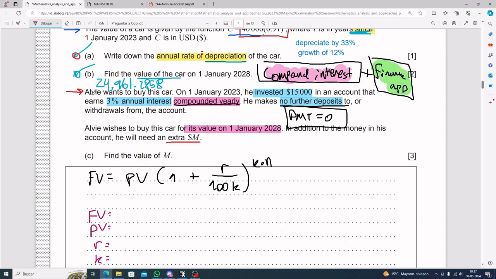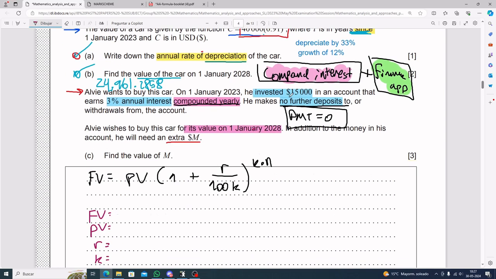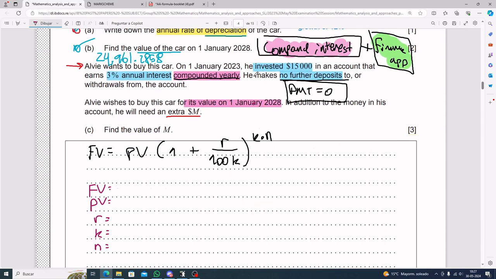Here, if I read from top to bottom, let's read it again with the context we know. Alvi wants to buy this car that he saw in this math problem and he thinks is real. On the 1st of January 2023, he invested $15,000. And so his initial investment is $15,000.